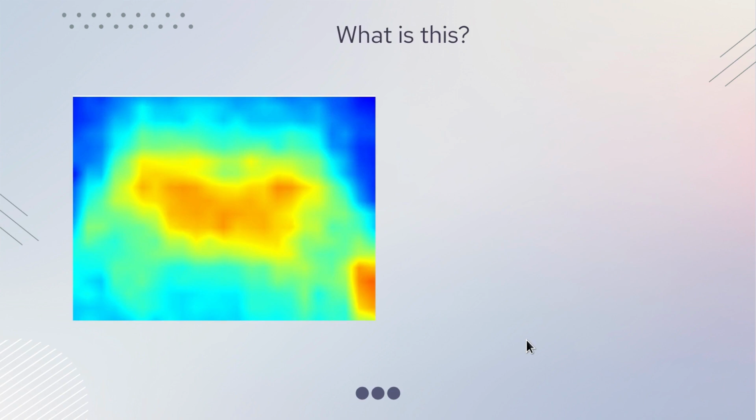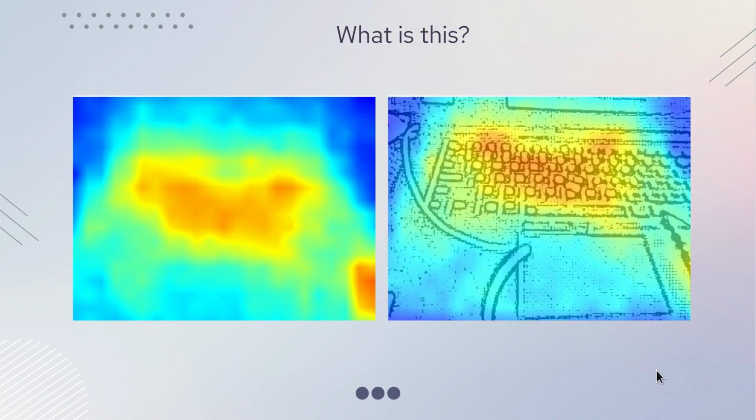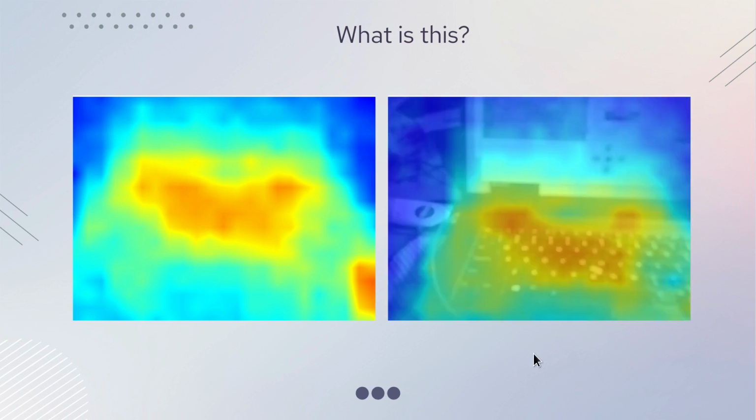What about the next challenge? What is this? I bet you cannot tell what it is. What about now? You can see clearly that this is the keyboard of my notebook. You can see the hotspots in here. And what about this? You can see clearly that is a keyboard on my notebook.